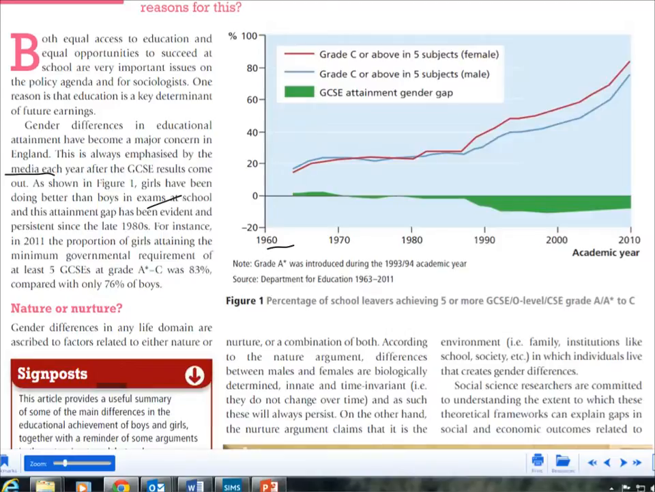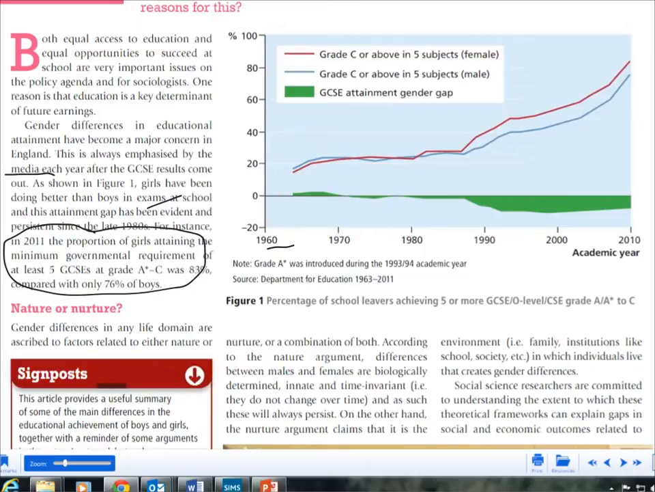As shown in figure 1, girls have been doing better than boys in exams at school, and this attainment gap has been evident and persistent since the late 1980s. For instance, in 2011, the proportion of girls attaining the minimum government requirement of at least 5 A* to C was 83%, compared with only 76% of boys. And that's a bit of research there. So what I'm going to do is try and circle it, because that's good evidence.